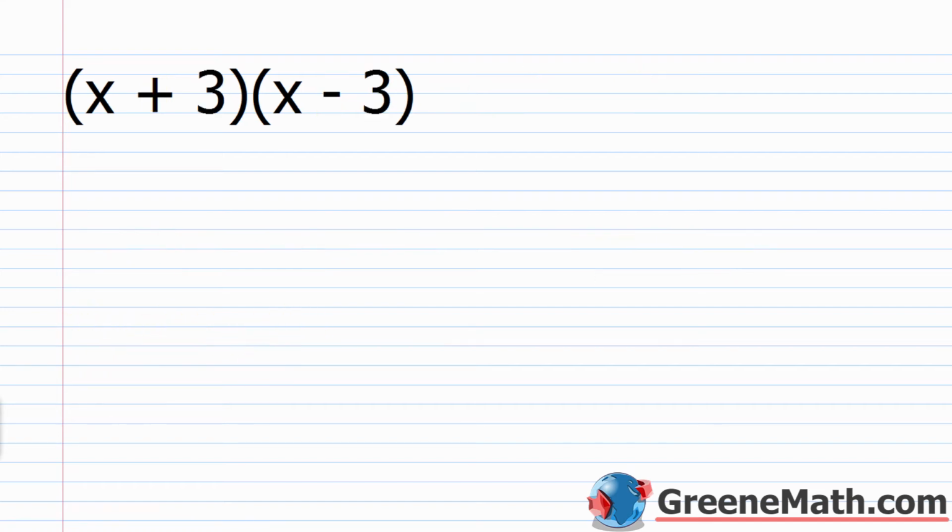All right, let's take a look at some examples. So I have x plus 3 times x minus 3. So again, same thing here and here, same thing here and here. So I'm good to go. So all I need to do is take the first term and square it, and subtract away the second term and square it. So 3 squared, we know would be 9. So this ends up being x squared minus 9. And again, you can verify this just by using FOIL.